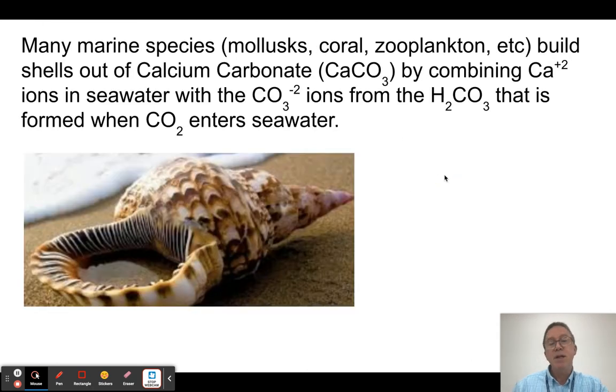And what happens there is that many marine animals have evolved a way of building skeletons and shells by doing this. They take the carbonate that formed when carbon dioxide went into the water, they combine it with calcium ions, which are present in the sea, and they turn it into calcium carbonate right here. And calcium carbonate is not water soluble. So it's this very strong, durable material.